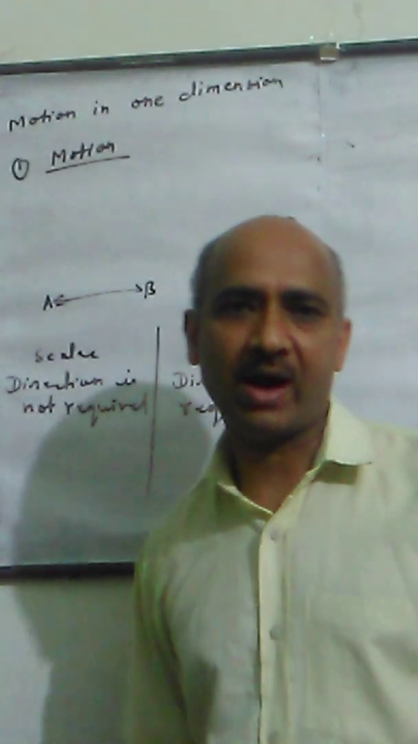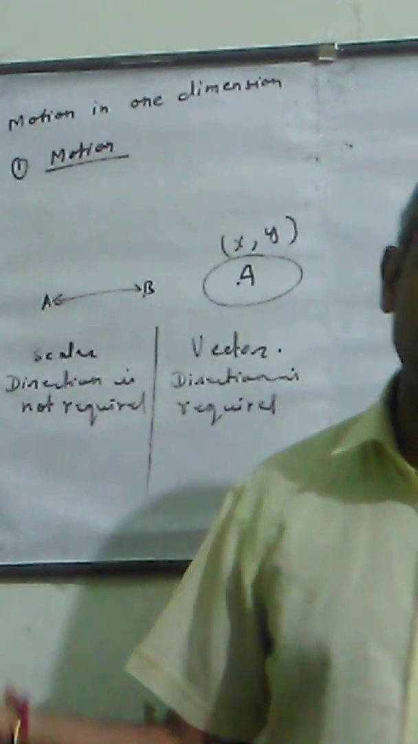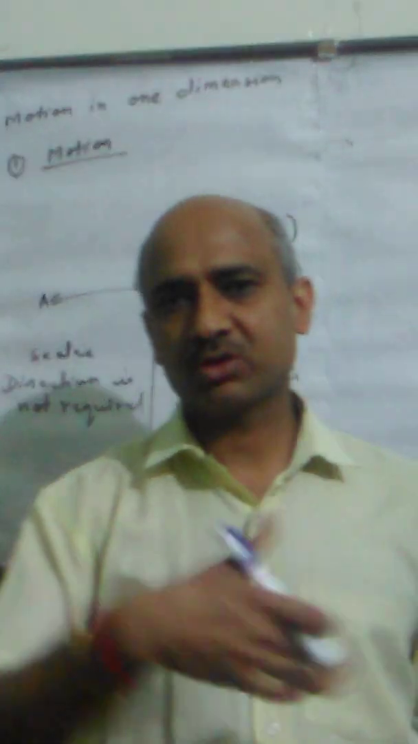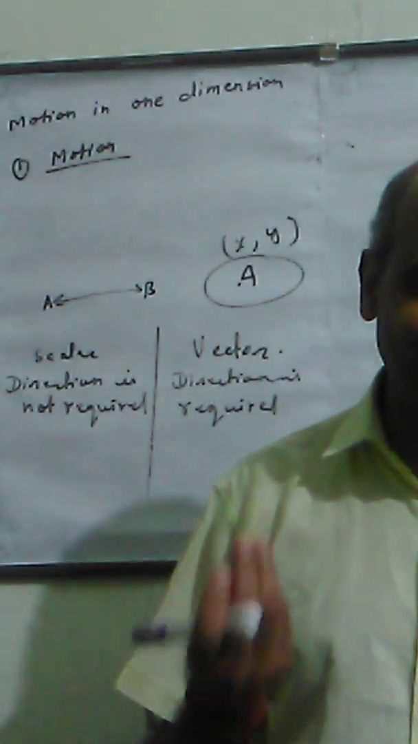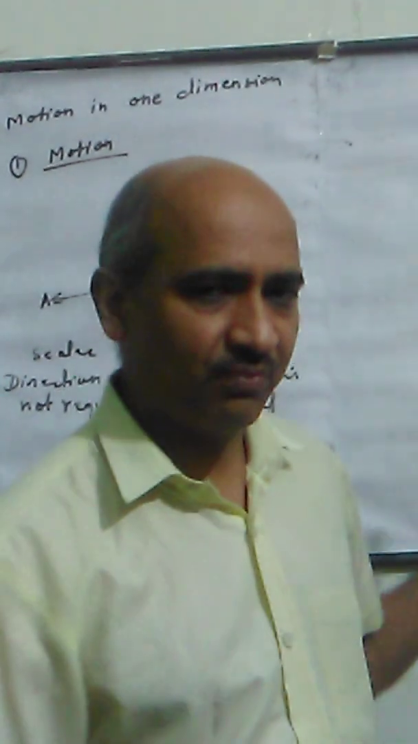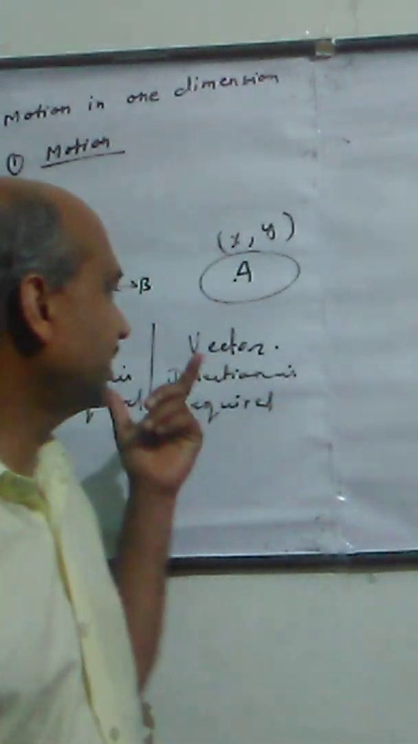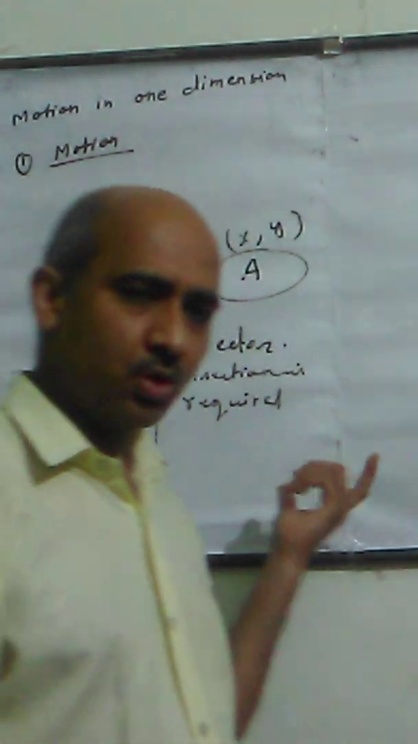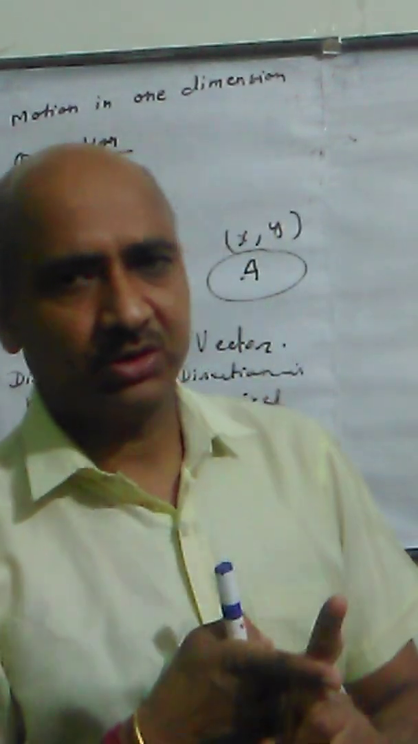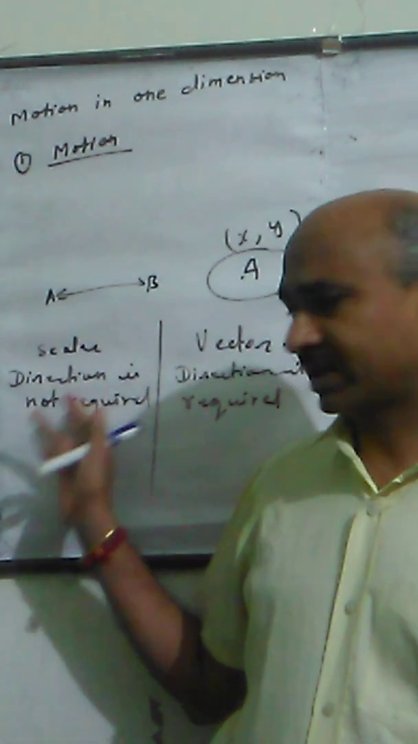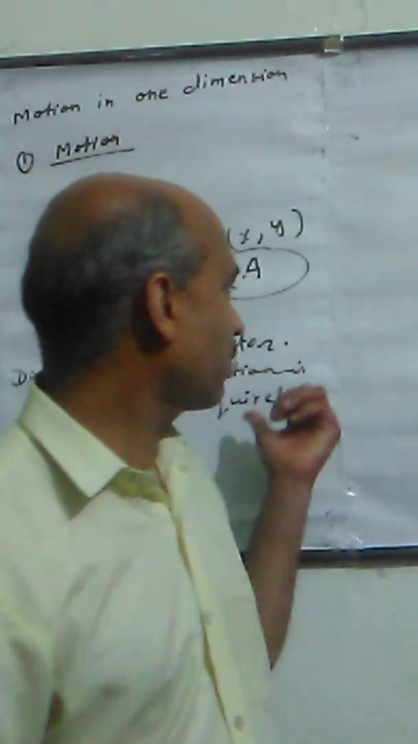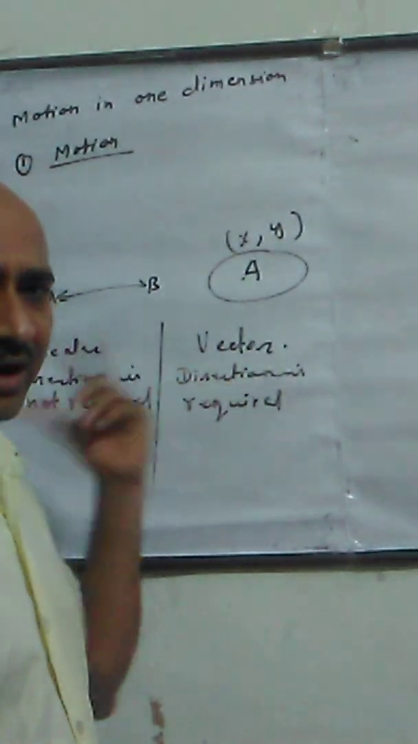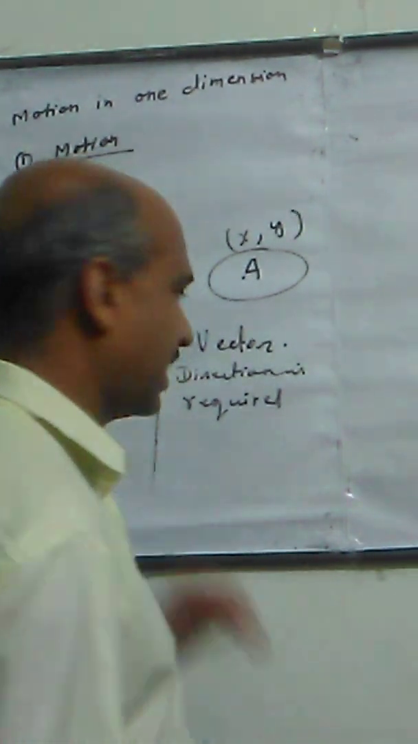But when direction is required, for example if I say go with a speed of 10 meters per second towards the school, or go with a speed of 30 meters per second toward east, west, north, or south, then with speed I have to define the direction. So where the direction is required, the given quantity is a vector quantity. When direction is not required to mention the physical quantities, those quantities are called scalar quantities, and where direction is required, those quantities are vector quantities.